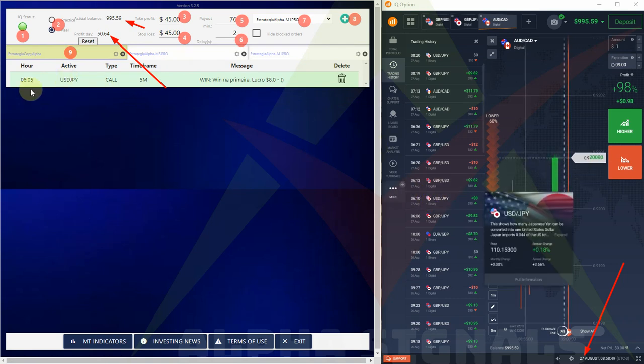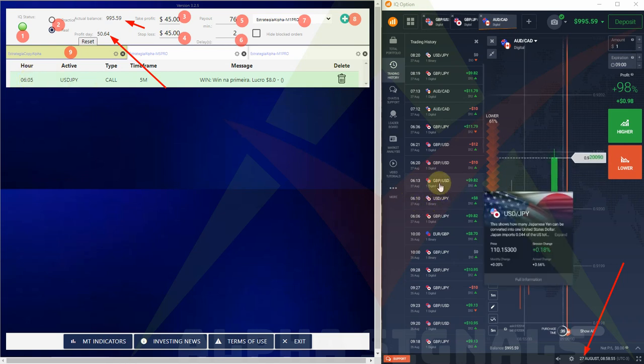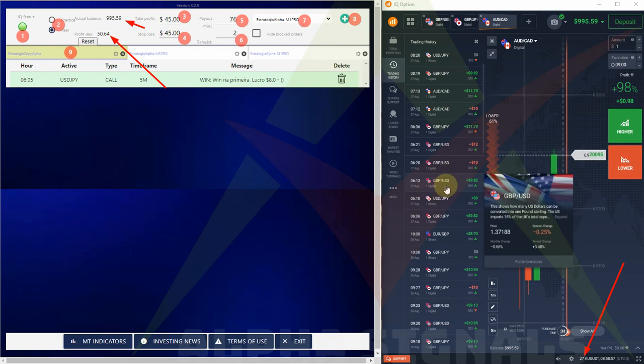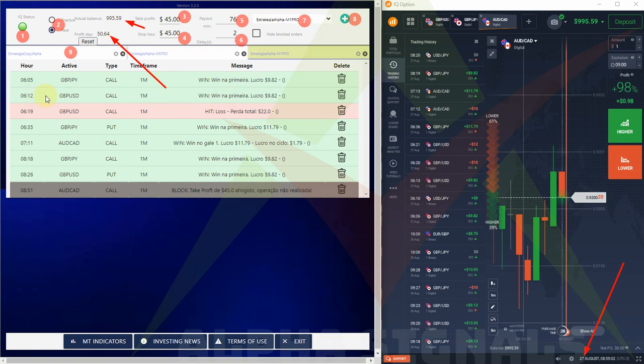That's the USDJPY. Started at 605 and it closed at 610. This is the one right there. That's a win. GBPUSD, it's a 1-minute trade. It's this side. There you go. GBP started at 612 and closed at 613.